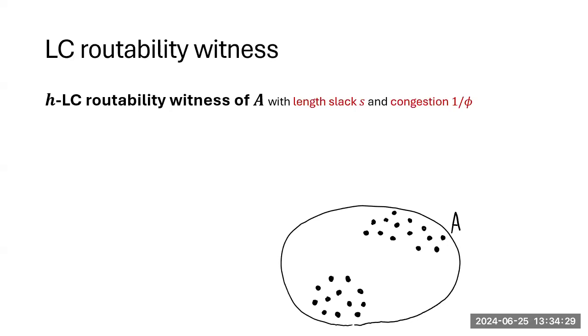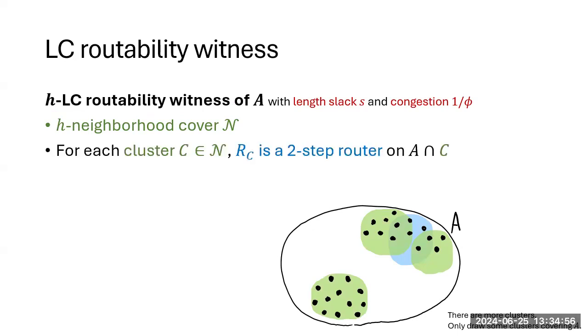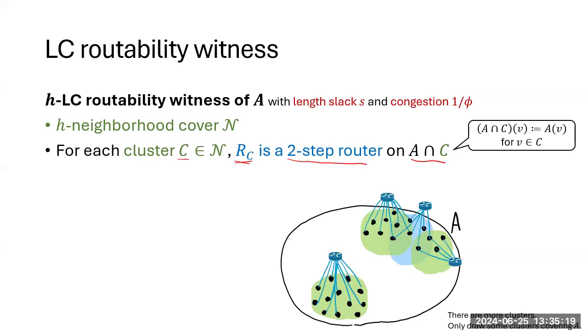Okay, so the length constraint routability witness of A consists of first the edge neighborhood covers like this. So there are more clusters, but I just draw some clusters that already cover A. Okay. And not just that, then for each cluster you have a router for that cluster. For each cluster C, you have router RC, which is a two-step router on A intersect C, where A intersect C has the normal expected definition, just A restricted to C. Okay. So like this. Anything that you want to route on A inside this cluster, there is a router that associates with it. You have this router for every cluster.